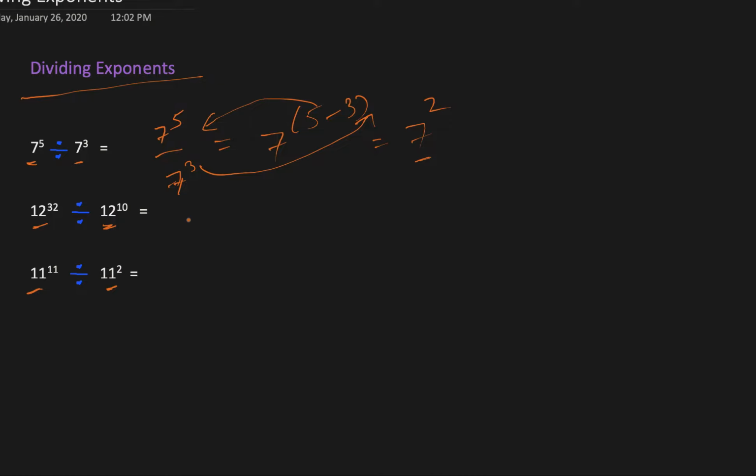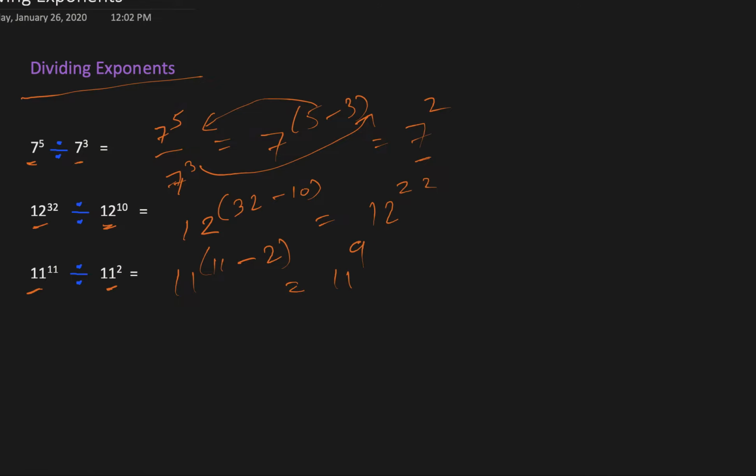So for the second, all we do is 12, which is the base, 32 minus 10. This would be 12 to the power 22. Again, when it comes to dividing exponents, we just subtract the exponents. That's it, and the base remains the same. So for this last example, this is nothing but 11 minus 2, which is 11 raised to 9.